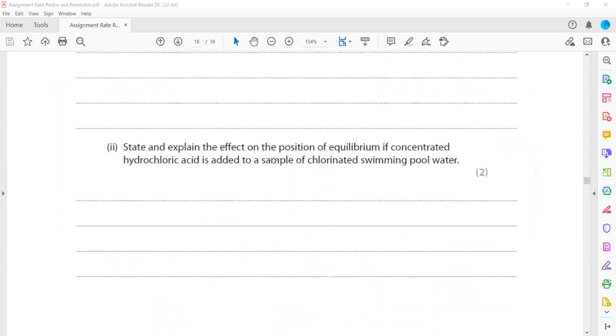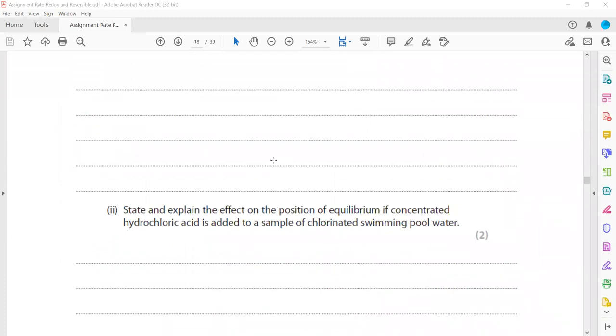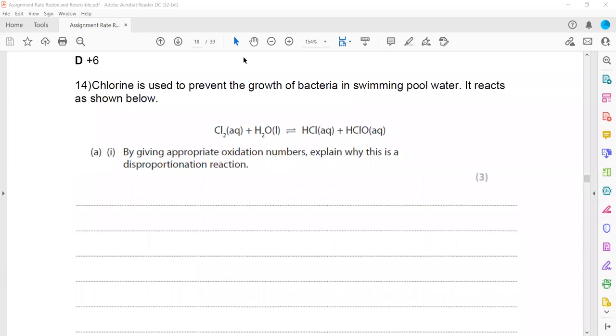The next part: state and explain the effect on the position of equilibrium if concentrated hydrochloric acid is added to the sample. So if we add concentrated hydrochloric acid, we will have more product. As a result, the equilibrium will shift towards the left hand side.